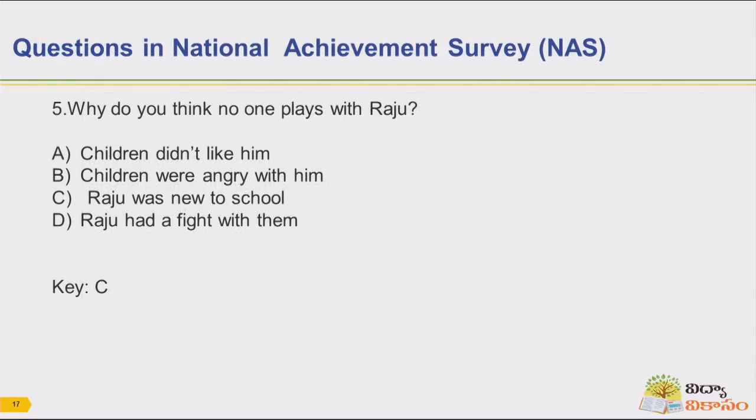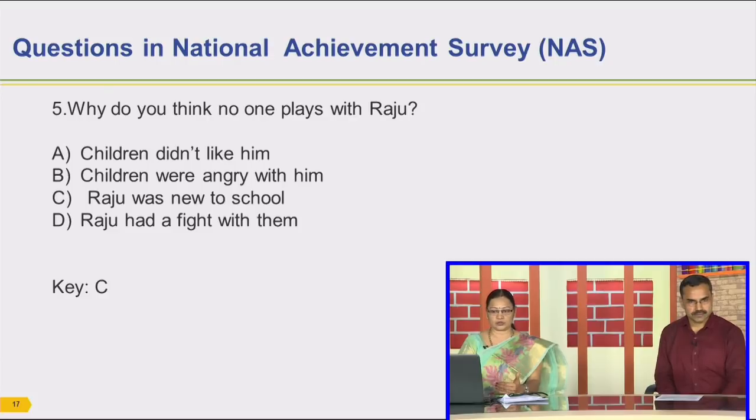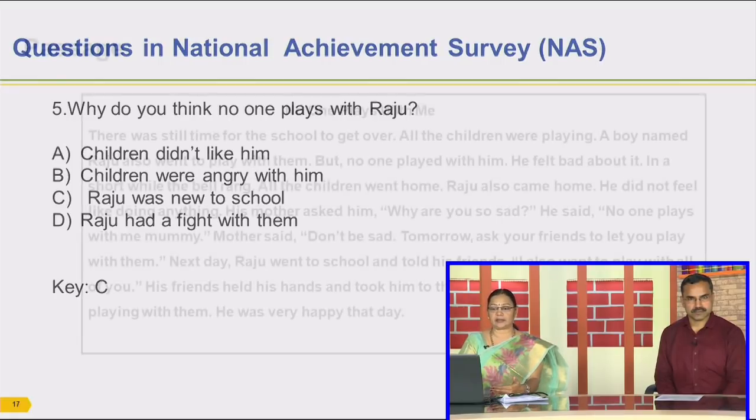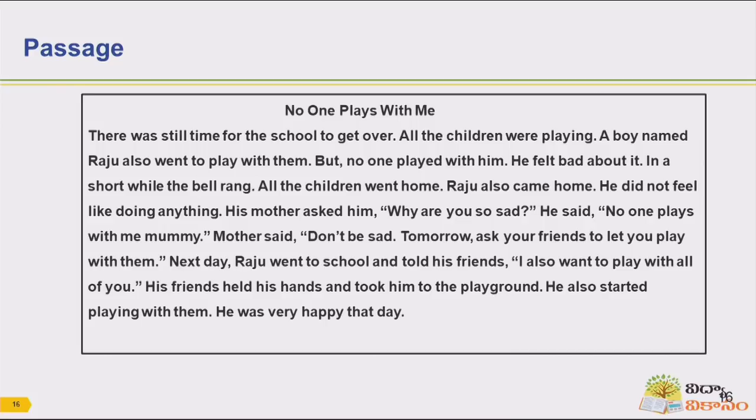Here if you see this question, why do you think no one plays with Raju? There are 4 options. Children did not like him, children were angry with him, Raju was new to school, Raju had a fight with them. See here, if you go to the previous slide, there is nowhere in this passage the answer is given. Can you please read out the passage for us, ma'am? You want me to read out the passage?